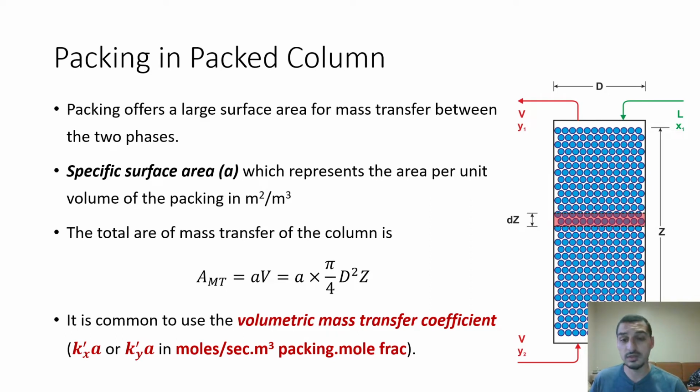And of course, the bigger it gets, the more favorable it is for me, because as the area increases, the rate of mass transfer increases, and then I would require less height or less amount of this material. The total area of mass transfer would be the specific surface area multiplied by the volume. If you multiply this by a volume, it's going to be a surface area. So it's kind of simple. The volume is the cross-sectional area of the column multiplied by the height, so this is the total volume of the column. And you see, this is Z and this is D.